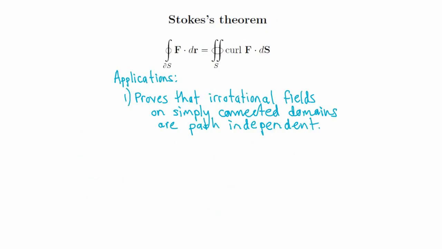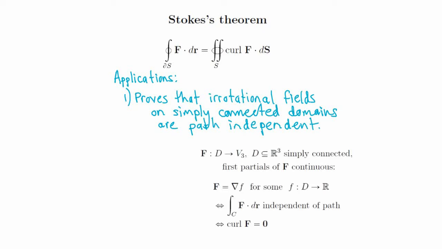To conclude this video, I'd like to mention two nice applications of Stokes' theorem. First of all, Stokes' theorem gives us a simple proof that irrotational fields on simply connected domains are path independent. This is something that we talked about in the previous video. It's summarized near the top right-hand side of the vector calculus handout in the part that looks like this.